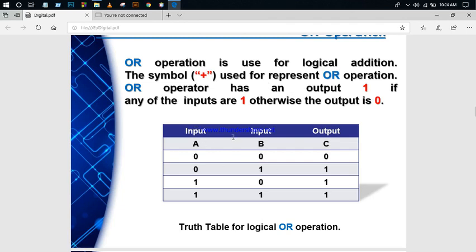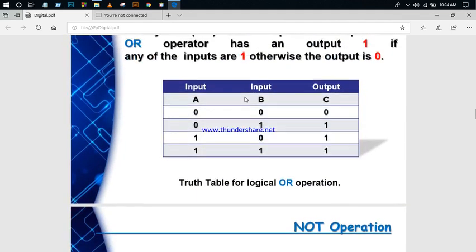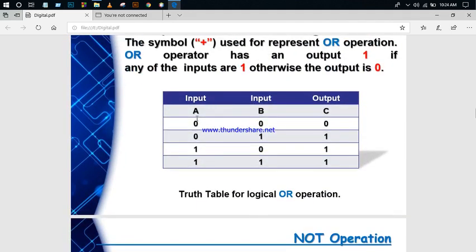So I explain the table. This is the truth table for the OR operation. So here are 2 inputs and 1 output, input A and input B, and output is C. It is similar to the AND operator but not exactly the same. So here we can see input A is 0 and input B is 0, so 0 or 0, output is 0.